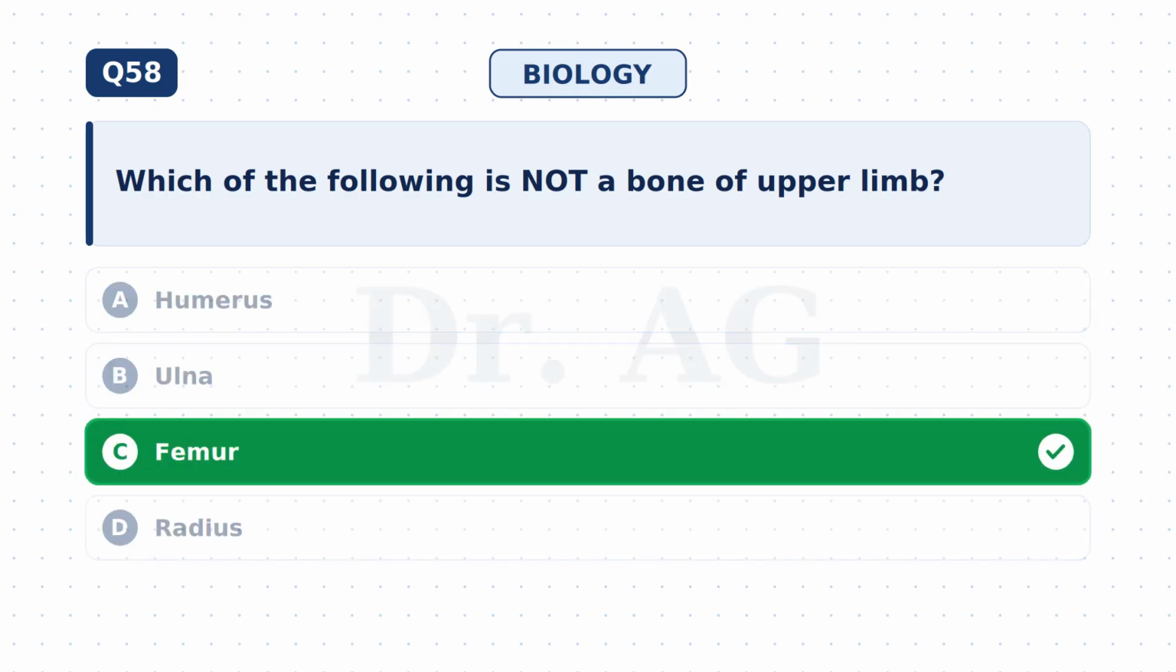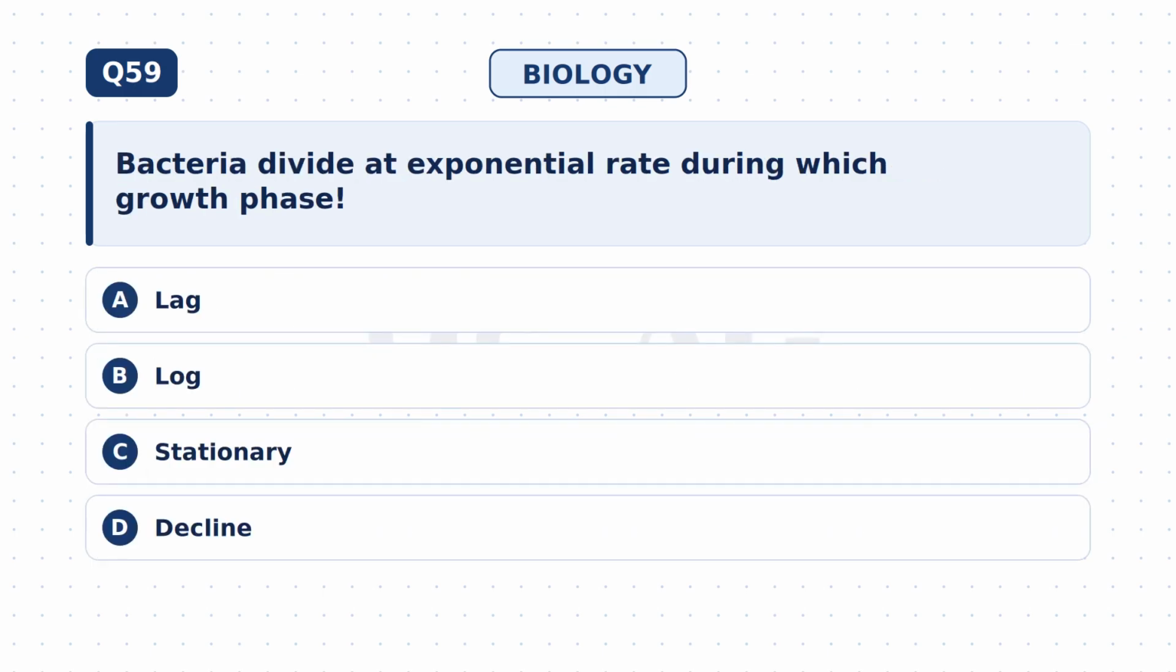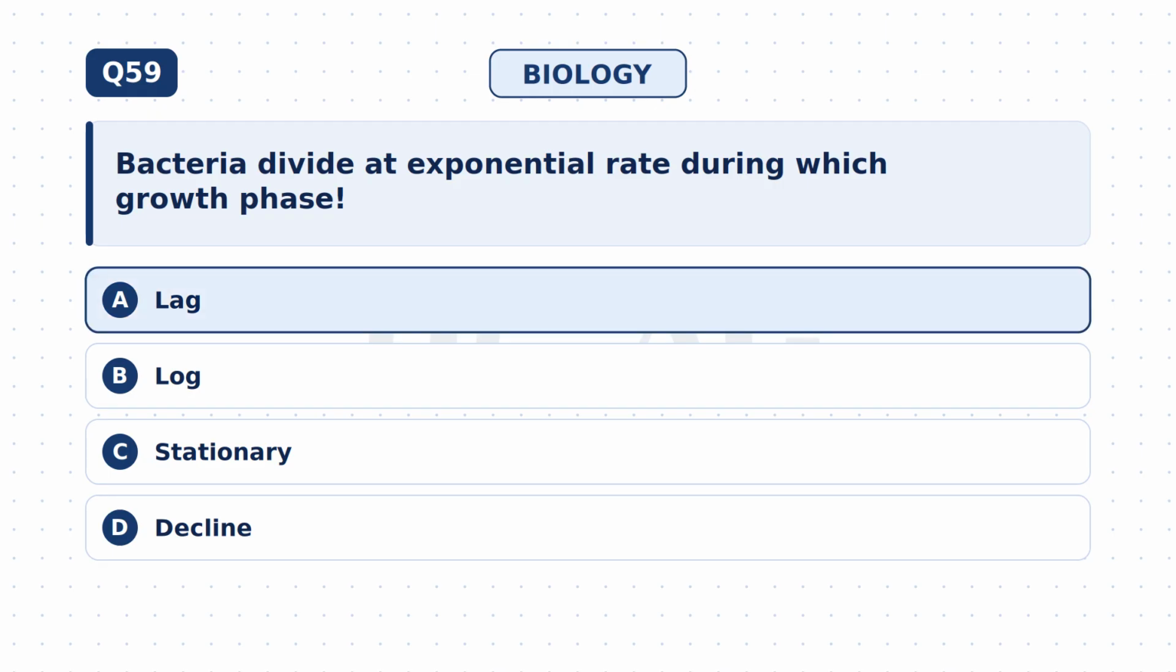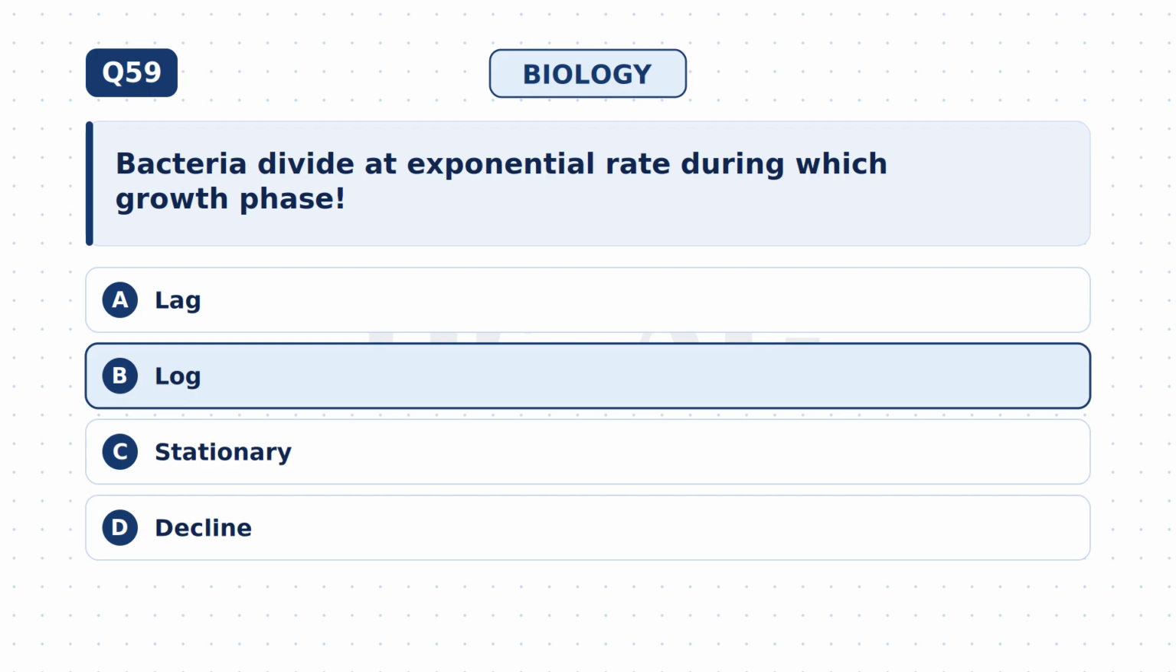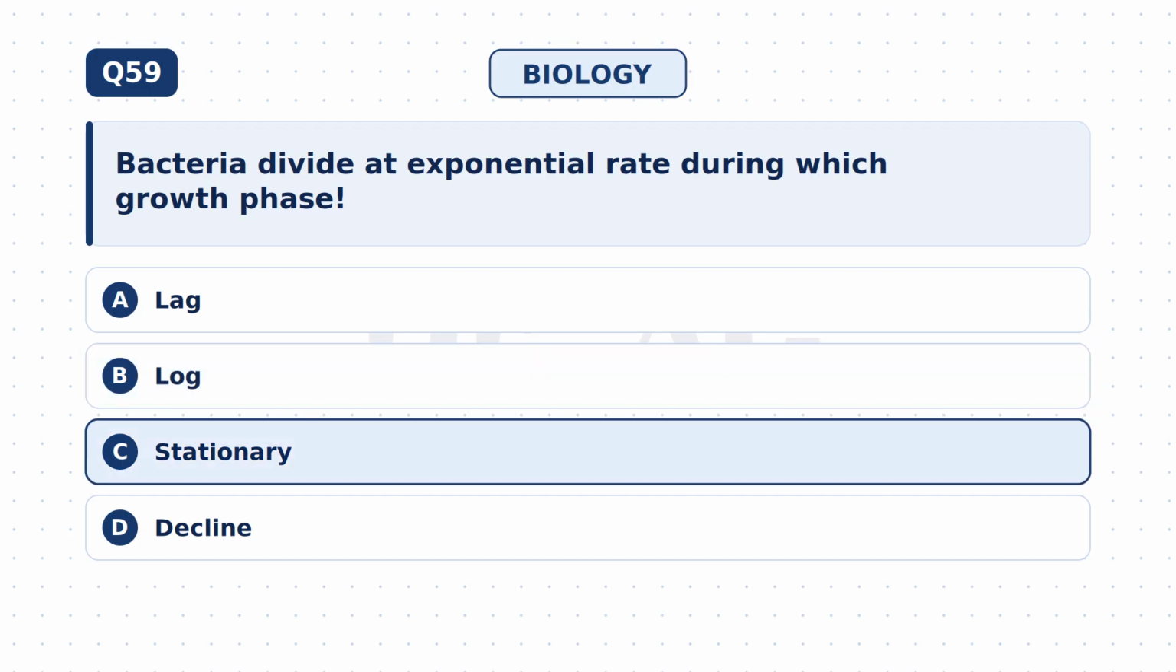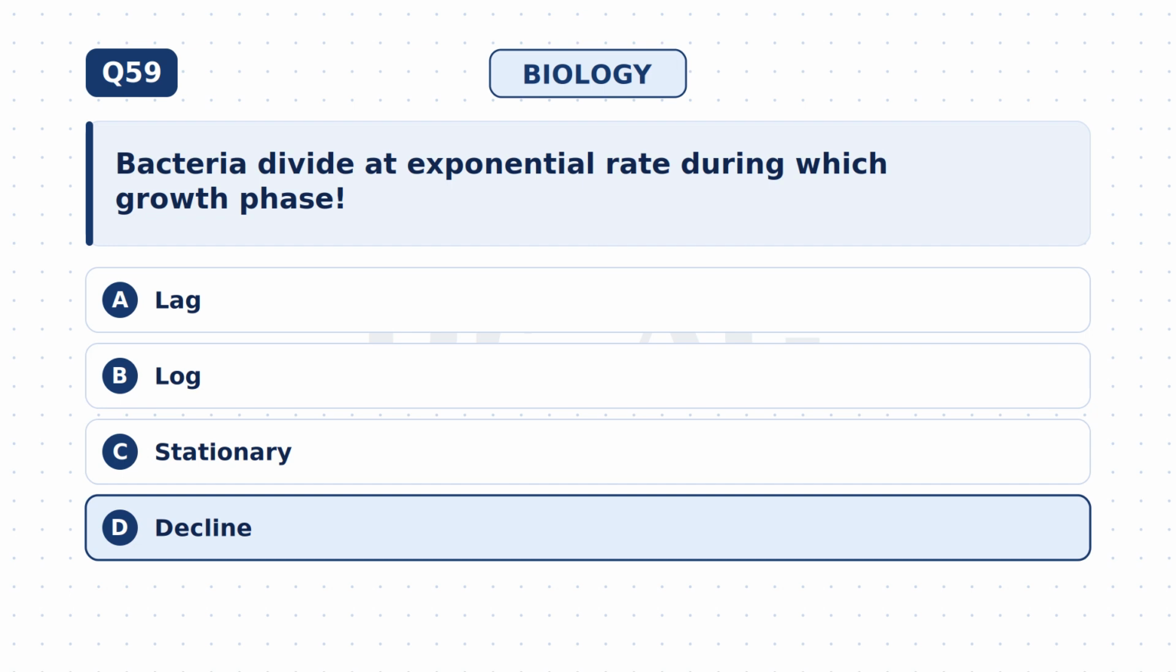The correct answer is C, femur. Question 59. Bacteria divide at exponential rate during which growth phase? Option A, lag. Option B, log. Option C, stationary. Option D, decline.